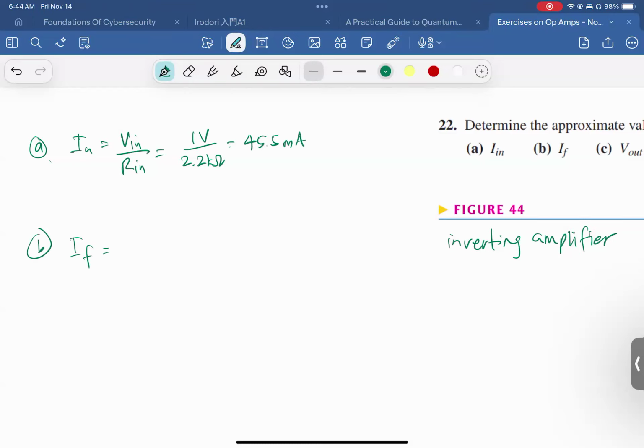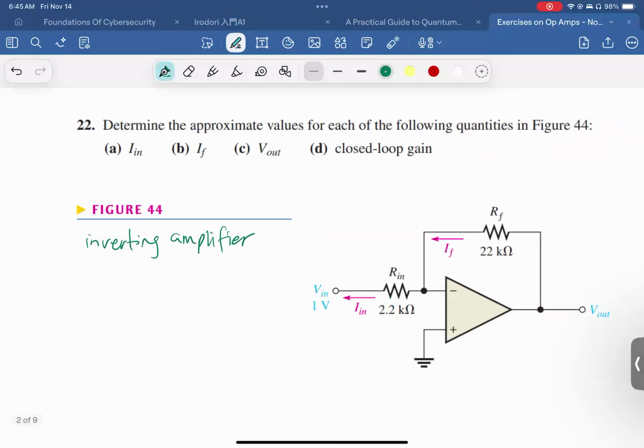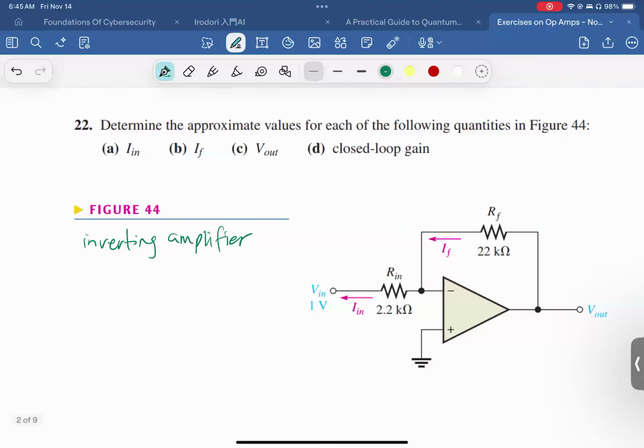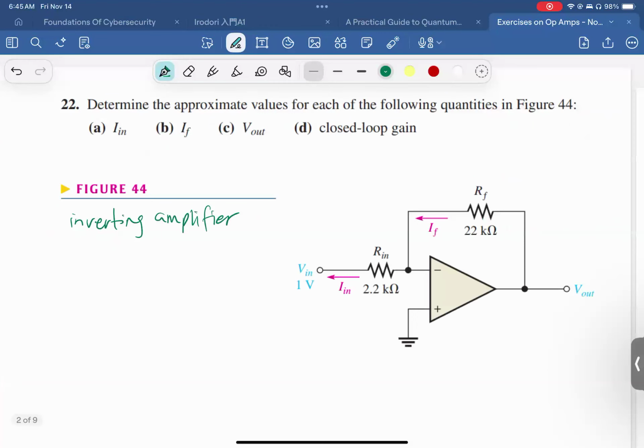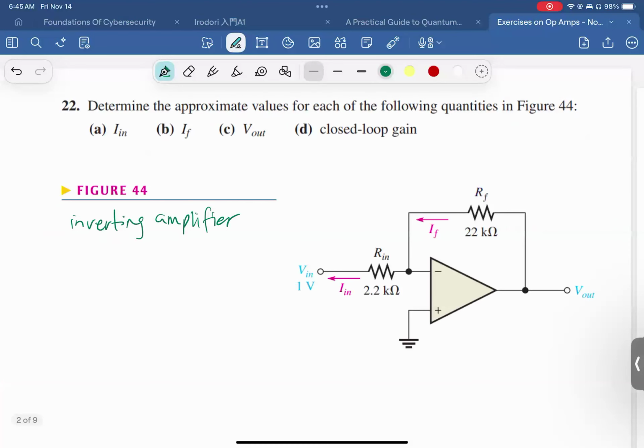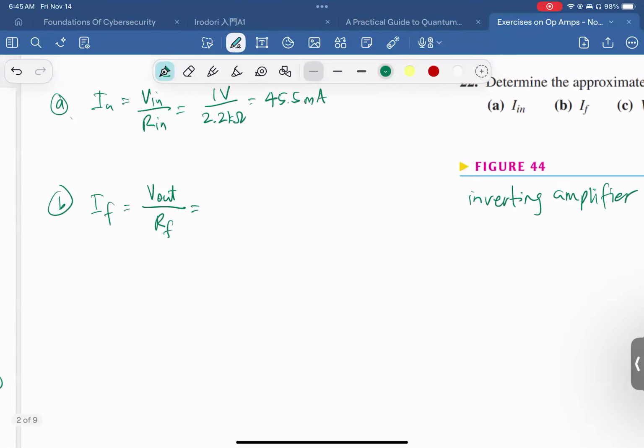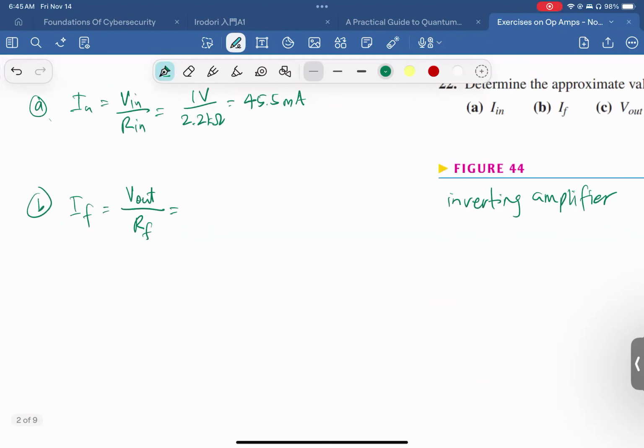Letter B, ano yung feedback resistance? So ang feedback current ay kinukuha yung voltage from the output terminal, and dumadaan siya dun sa feedback resistance, so this is RF. Ngayon, ang output voltage, hindi pa natin alam. Right? So we need to figure that out first.